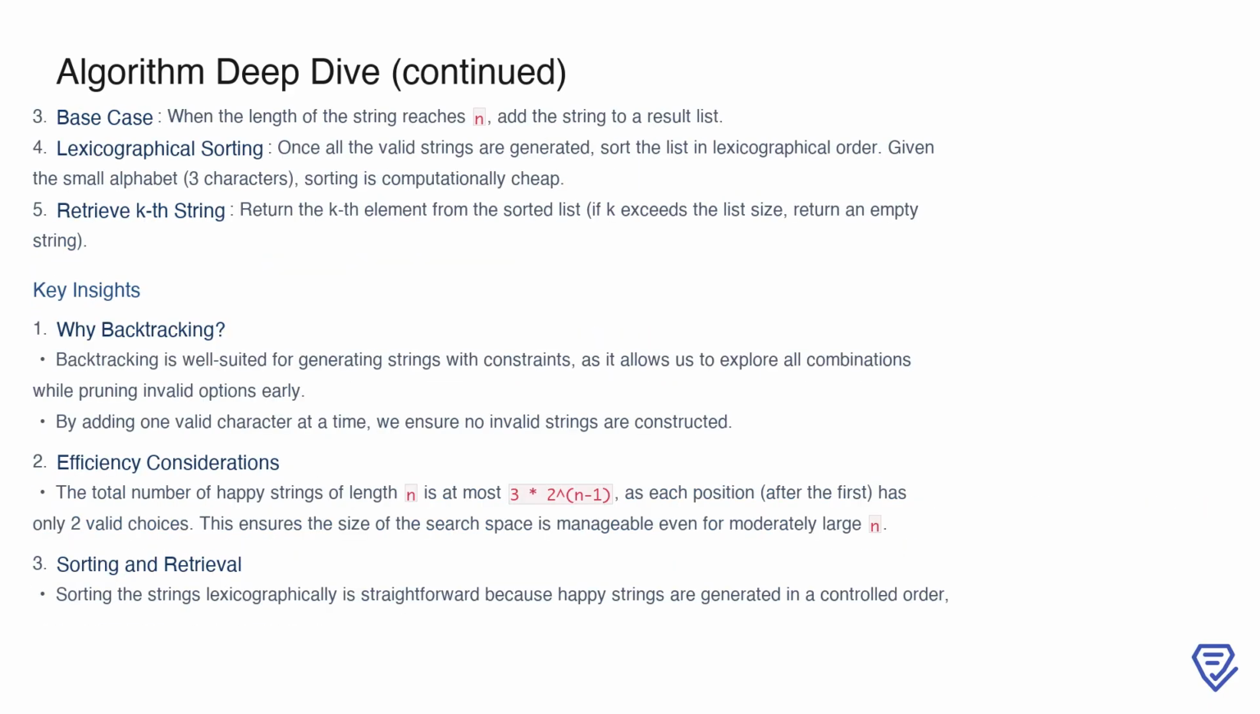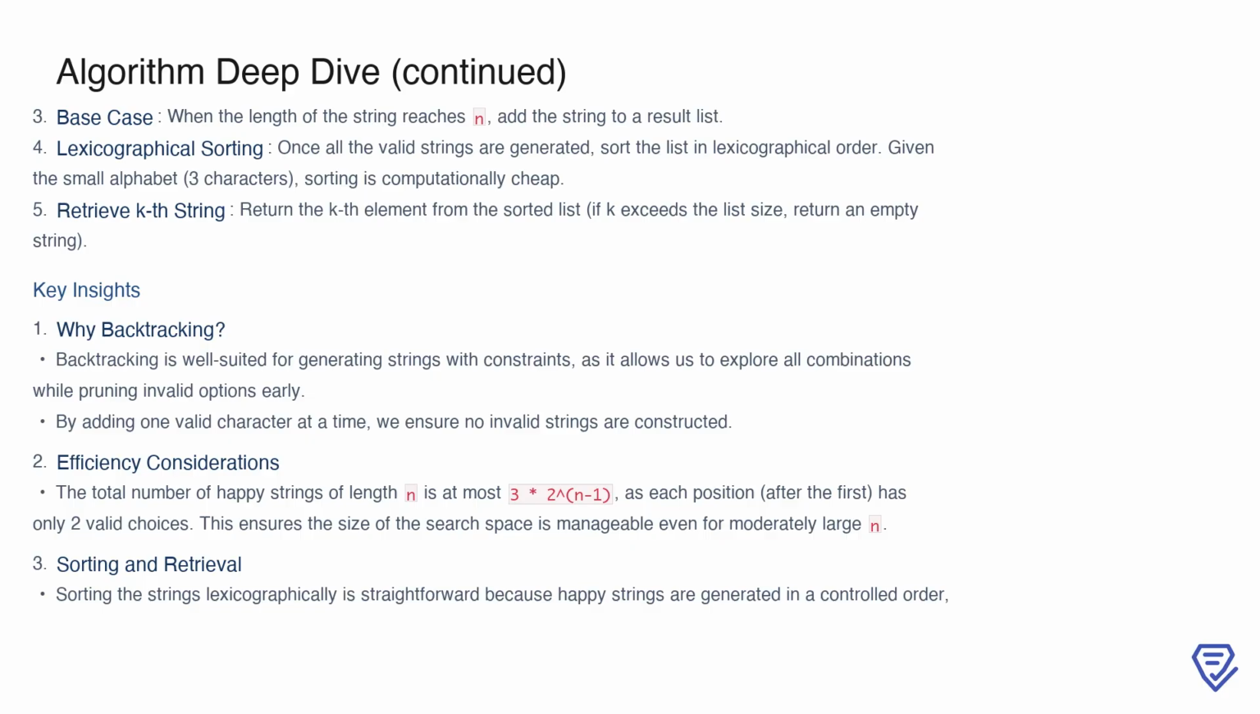Once we establish the recursive backtracking process, the next step is the base case. When the length of the string reaches n, we know we've constructed a valid happy string, so we add it to our result list. After generating all possible happy strings, we sort the result list lexicographically. Given that there are only 3 characters in the alphabet, this sorting step is computationally inexpensive. Finally, we return the kth string from the sorted list. If k is larger than the number of valid strings generated, we simply return an empty string.